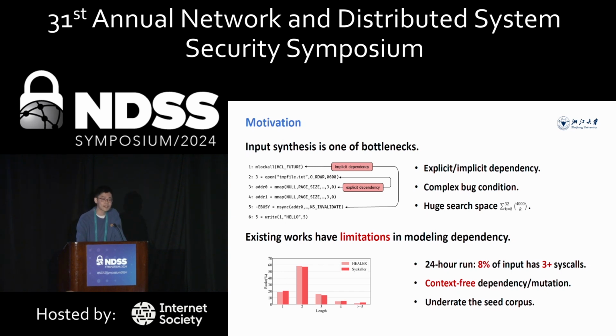However, existing fuzzing methods exhibit deficiencies in dependency modeling. In a 24-hour experiment, test cases generated by Syzkaller and Healer were minimized. Only 8% of them contain more than 3 syscalls. This indicates their difficulty in generating complex inputs. This issue arises from 2 main factors.